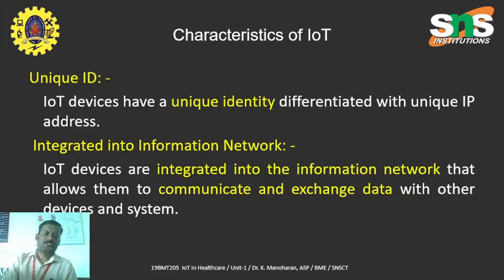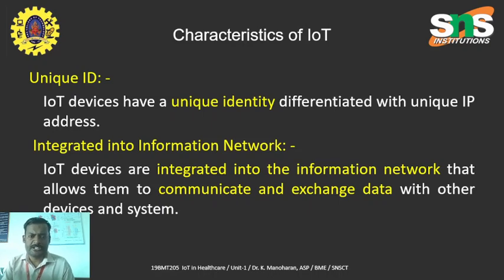Unique ID. An IoT device has a unique identity, differentiated with a unique IP address. See, for each PC we have an identification by IP address. Similarly, for each IoT device we use a unique ID to identify that particular device, because millions of IoT devices will be connected to the internet. So to identify each device, we need a unique identity or a unique name for it. That is called the unique ID.